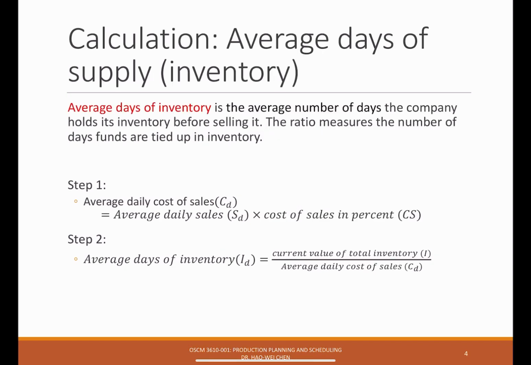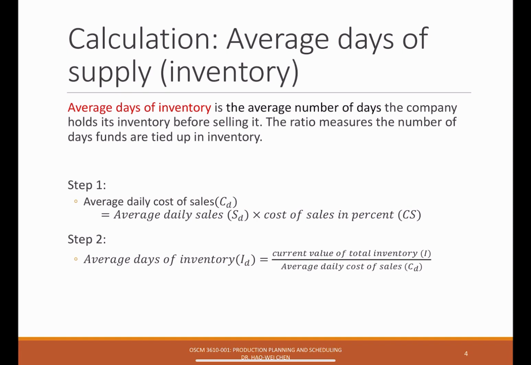And the second term we want to calculate is the average days of supply, or average days of inventory. This is the average number of days the company holds its inventory before everything gets sold. And the ratio measures the number of days funds are tied up in the inventory.